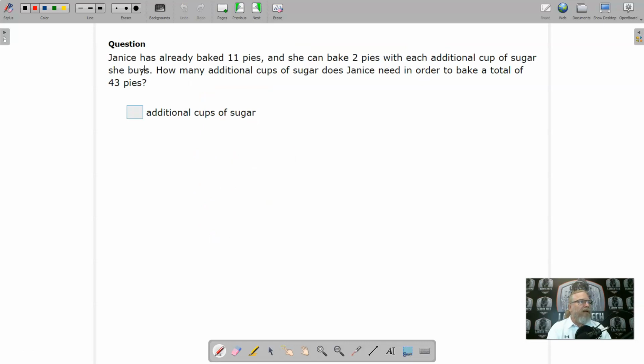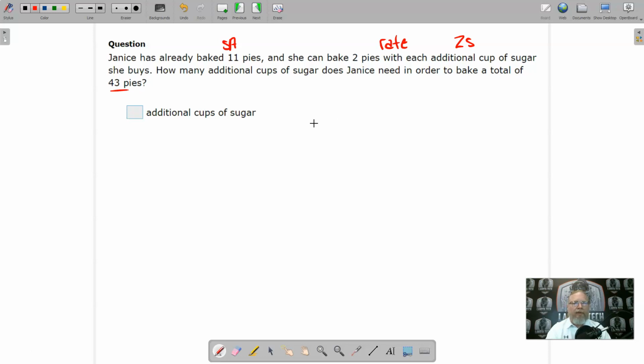On the next one, Janice has already baked 11 pies, so this is our starting amount, right? And she can bake 2 pies with each additional cup of sugar. So this is our rate right here. 2 pies per cup of sugar. So it's 2 times S. 2 pies for every cup of sugar. How many additional cups of sugar does Janice need in order to bake a total of 43 pies?